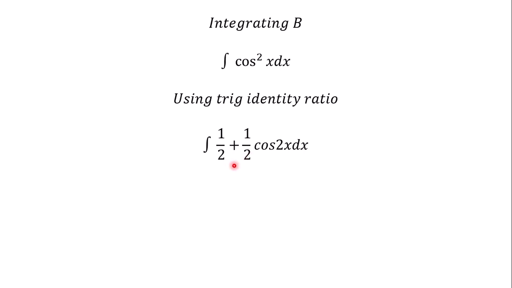Here we are just going to factor out the half and then we write it outside the integration. Now when we factor out the half, we are going to get 1 plus cos 2x dx. Here we are going to split it and then integrate them separately.